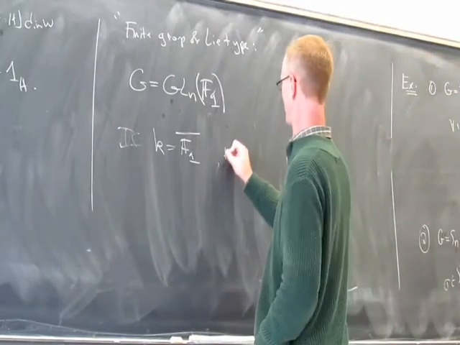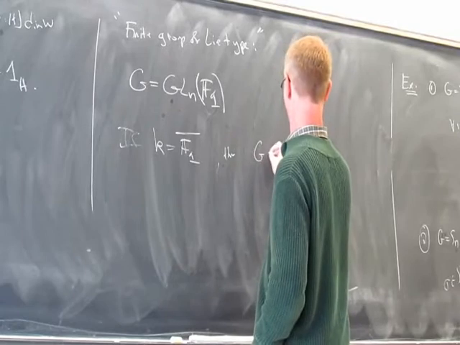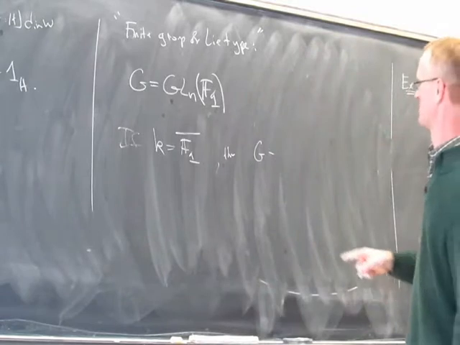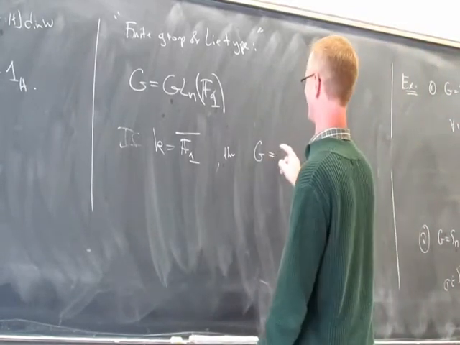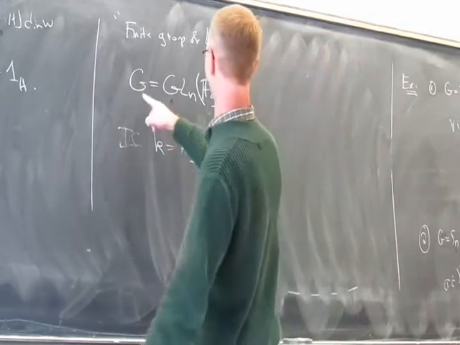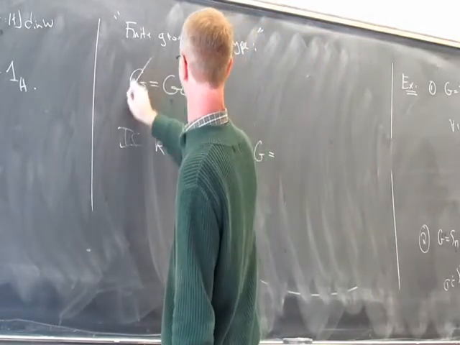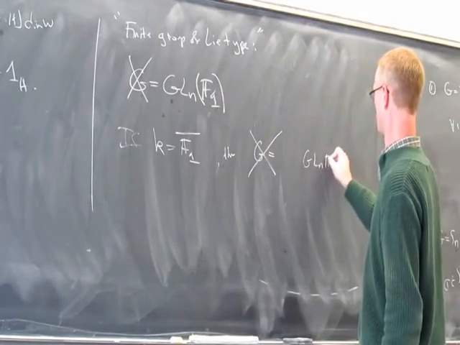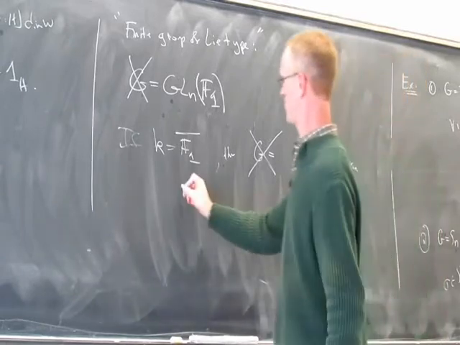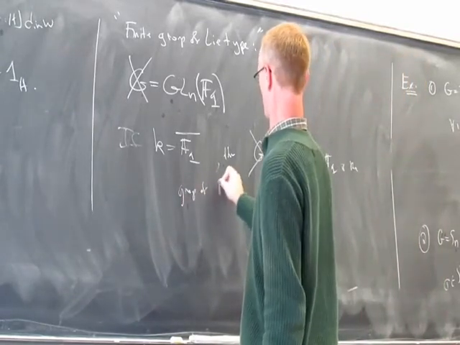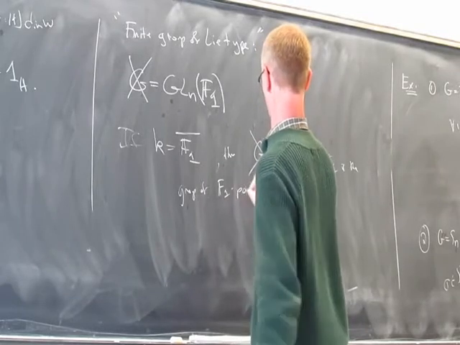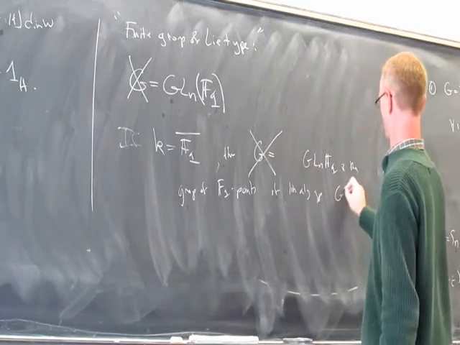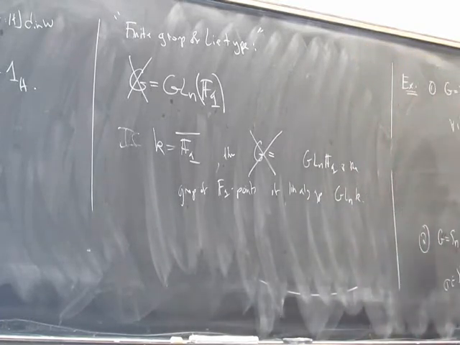Then GL_n(F_q) is the group of F_q points, so this is fancy terminology that I'll mumble about, of a linear algebraic group GL_n(K). You're probably not persuaded, but what do I mean by this?